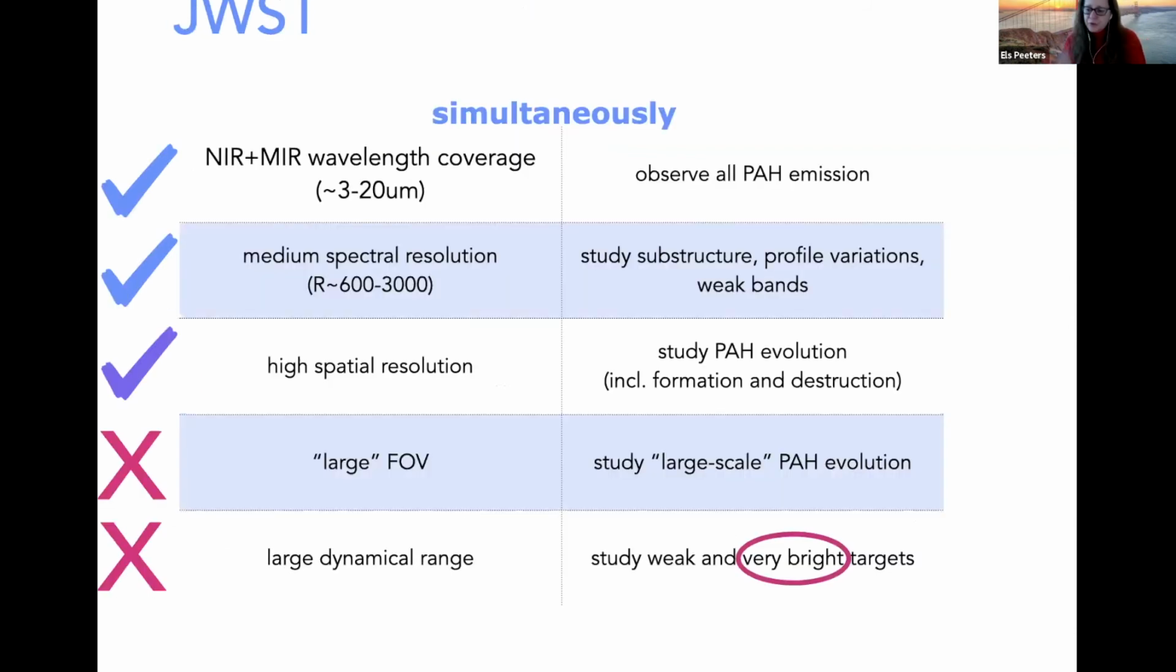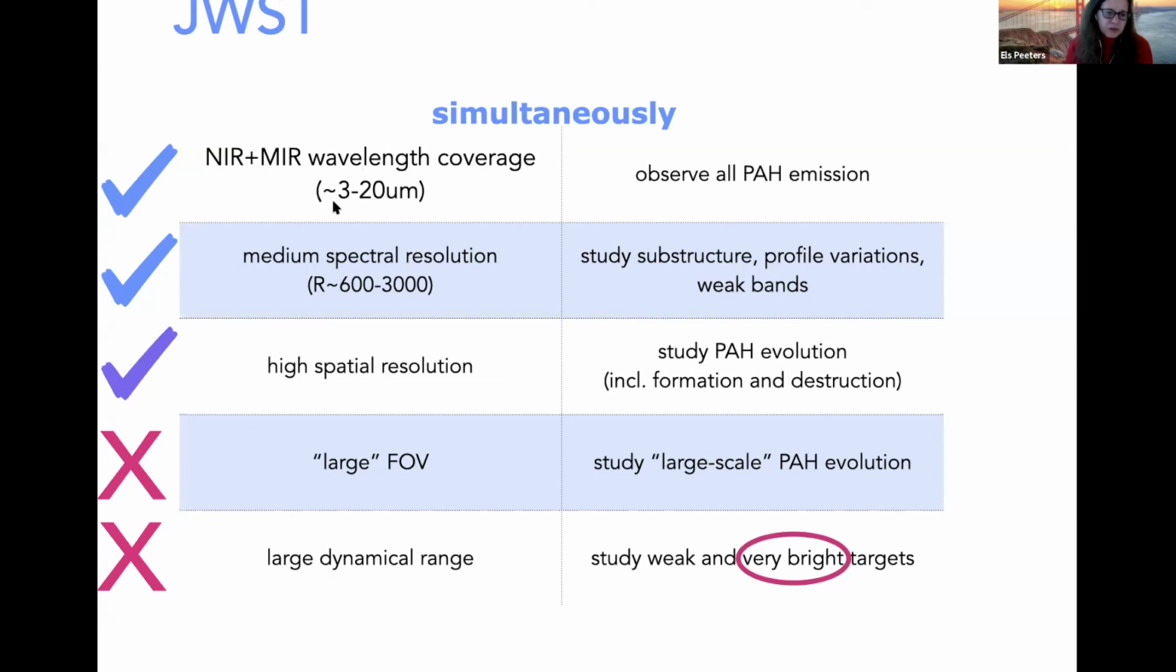And so we've heard already that JWST will revolutionize astronomy in many different ways. And it is certainly the case also when you talk about PAHs and dust. Because it will give you the full wavelength coverage, it has instruments that provide you medium spectral resolution. And depending on how you define high, it also has a high spatial resolution, in particular if you compare it with prior Spitzer and ISO observations.